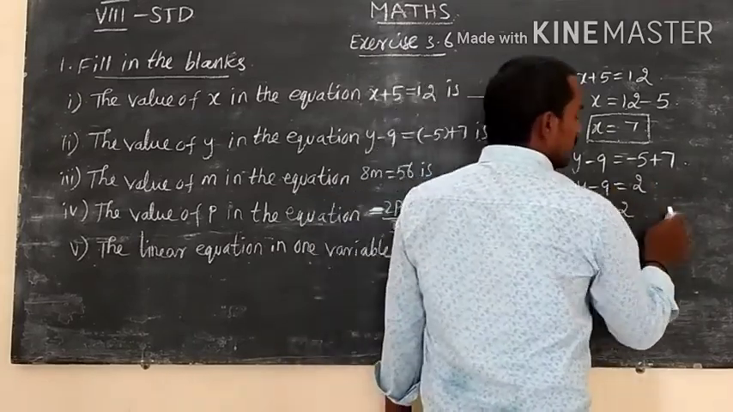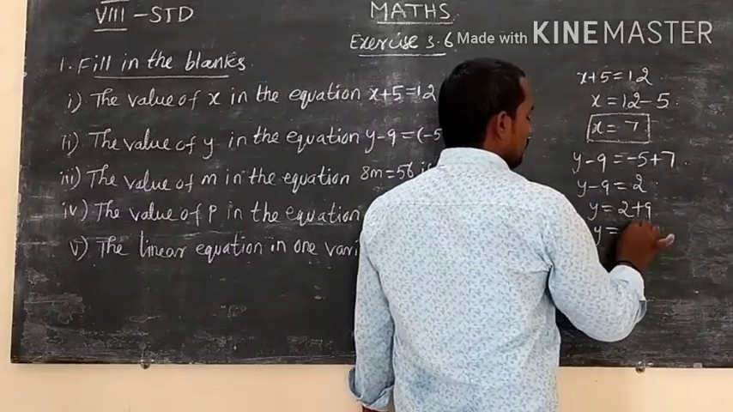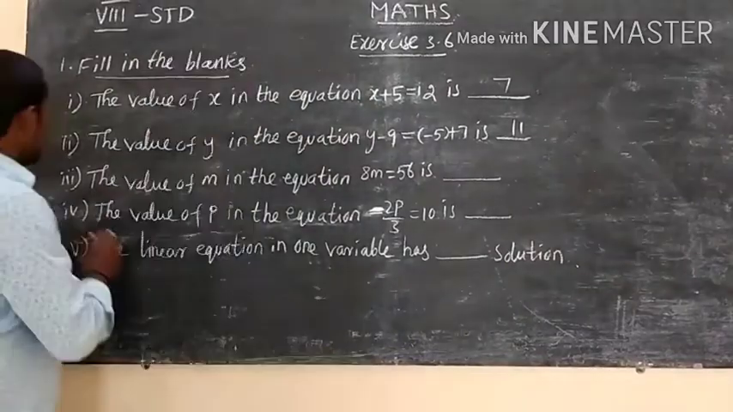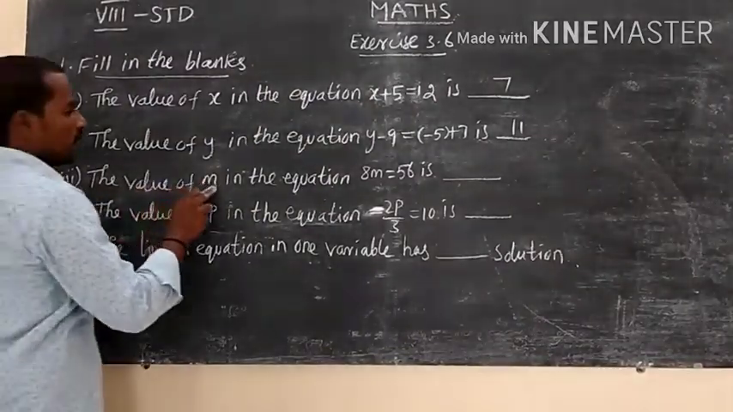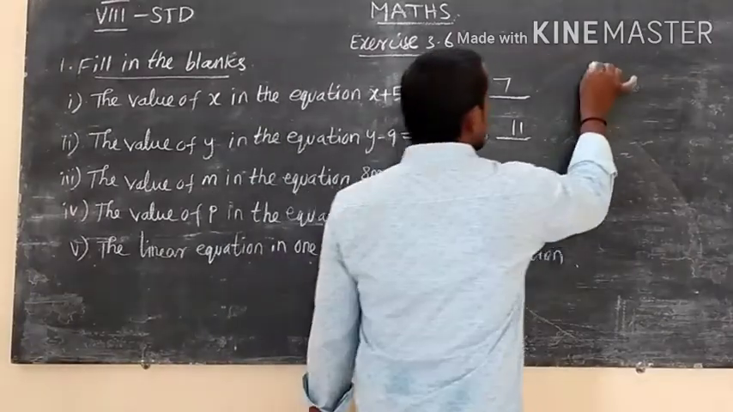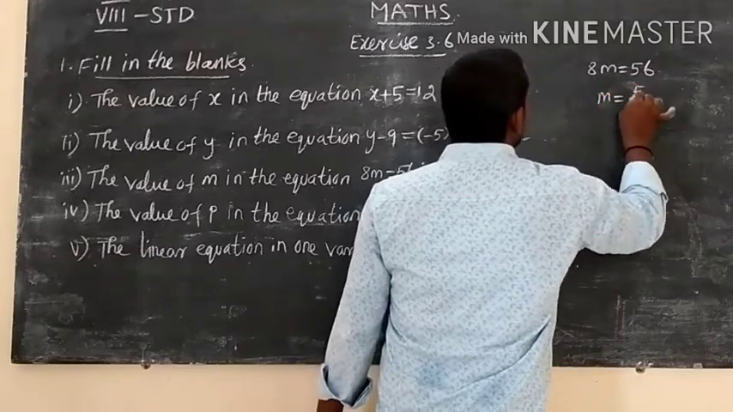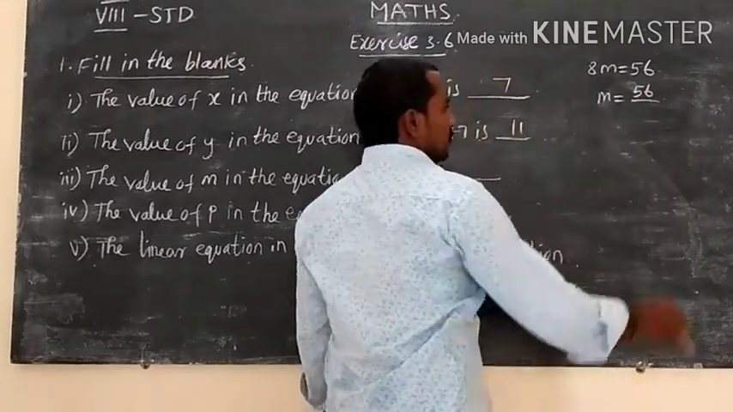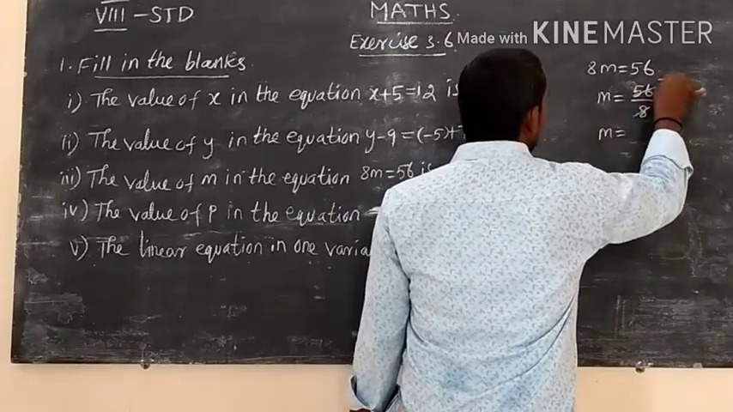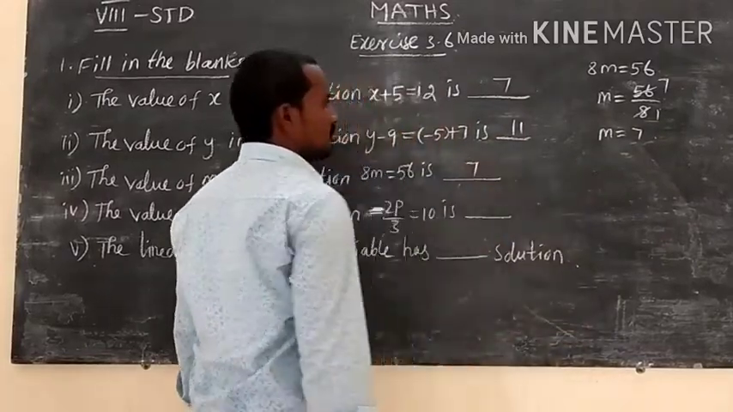The 9, making the transposition, we get plus 9. So y equals 2 plus 9, which is 11. The value of y is 11. Then the third question, the value of m in the equation 8m equals 56. So m equals 56 divided by 8. 1 eight is 8, and 7 eights are 56. The value of m is 7.